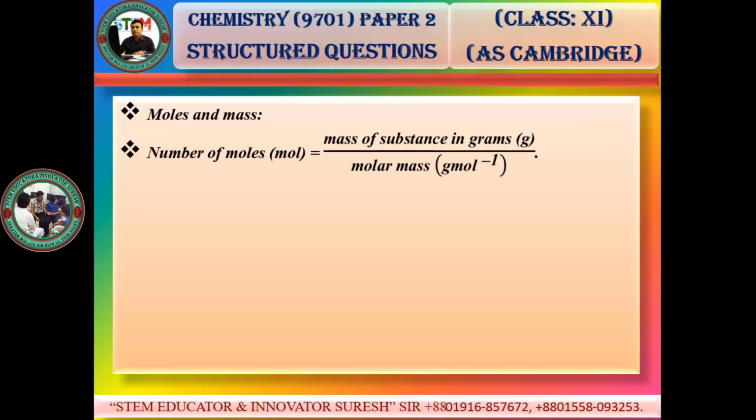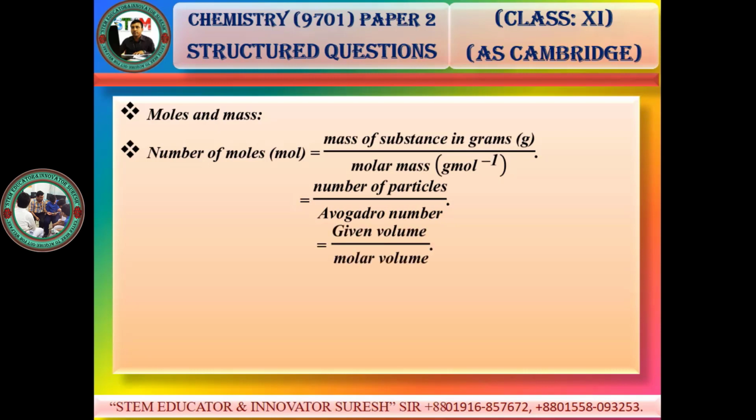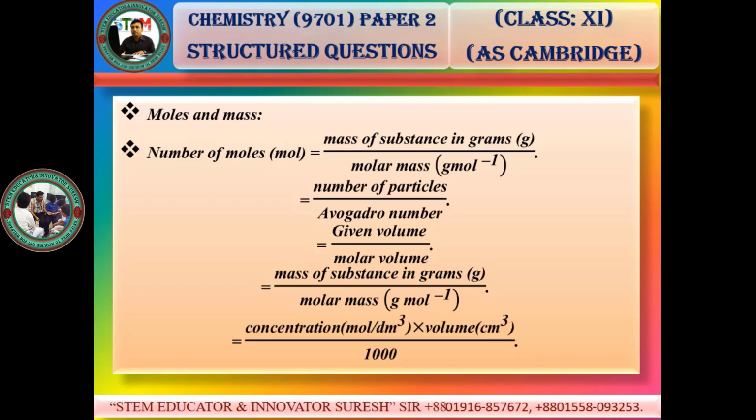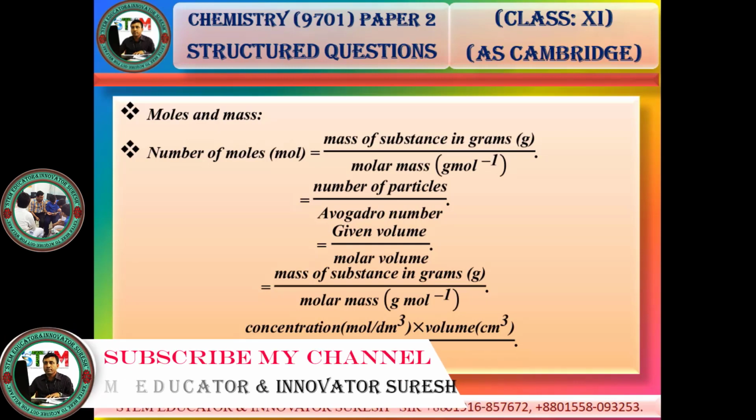Moles and mass. Number of moles, in short written as mole, equals mass of substance in grams divided by molar mass in gram per mole. Another expression for number of moles is number of particles divided by Avogadro number. Another expression is given volume divided by molar volume. Another one is concentration in mole per dm cube multiplied by volume in cubic centimeter divided by 1000.